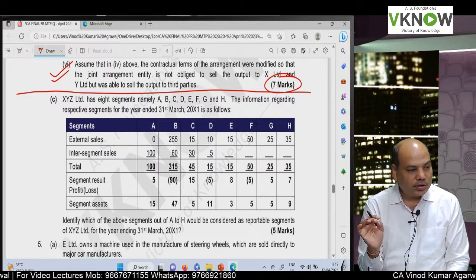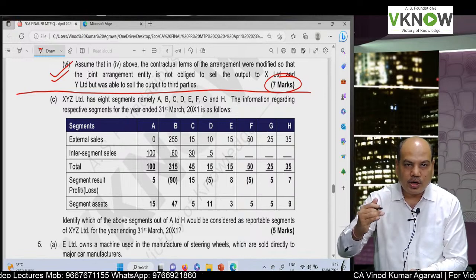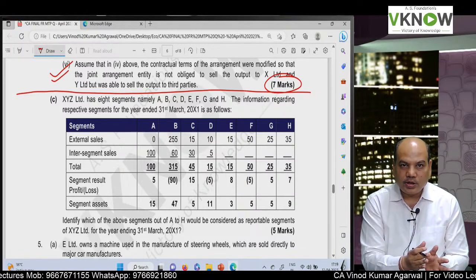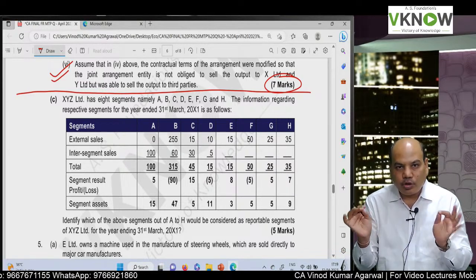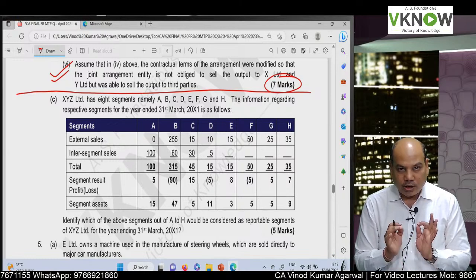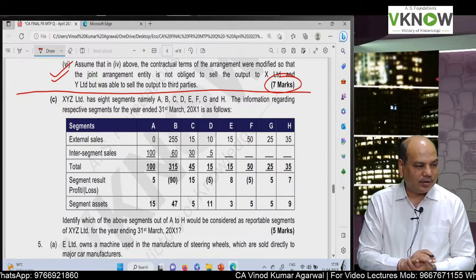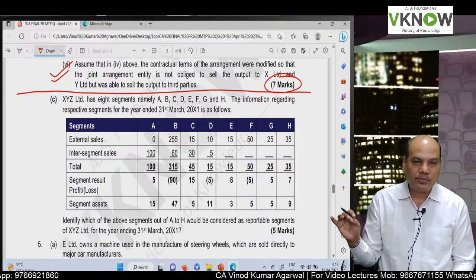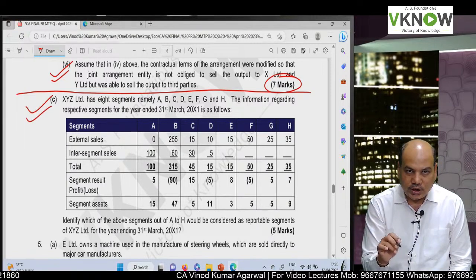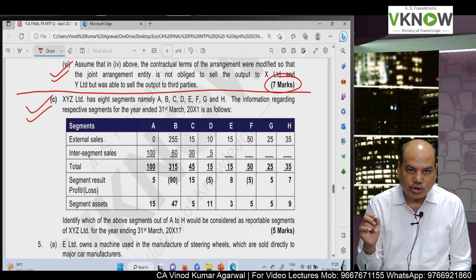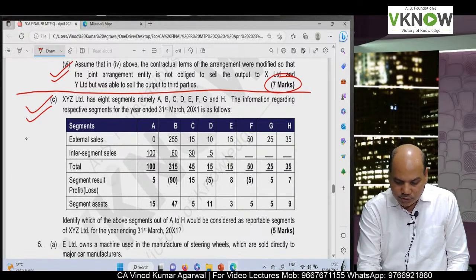So you can easily solve this question for 7 marks if you know when a joint arrangement is a joint operation, when a joint arrangement is a joint venture. Otherwise you will not be able to crack that problem, and that is why we cover theory also in the class in detail. So we have covered this question in the class. Several questions were covered to help you understand when an arrangement is a joint venture and when an arrangement is a joint operation.